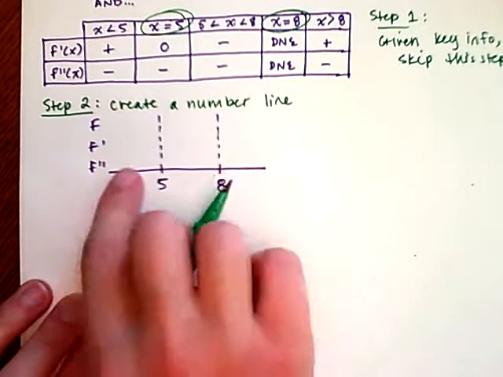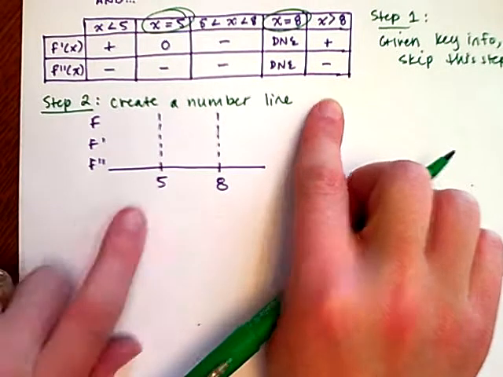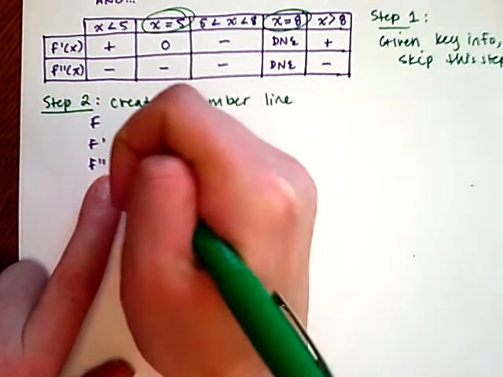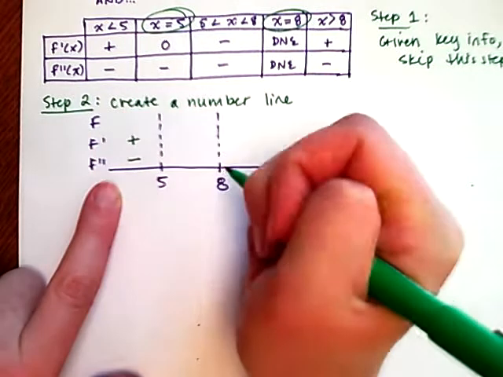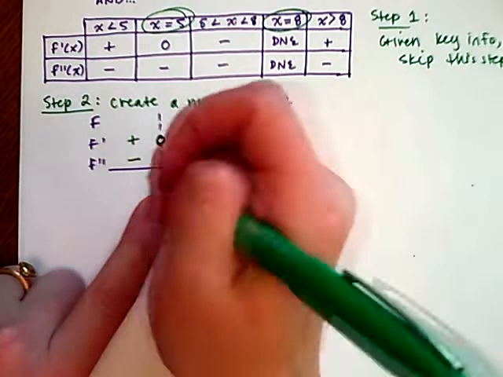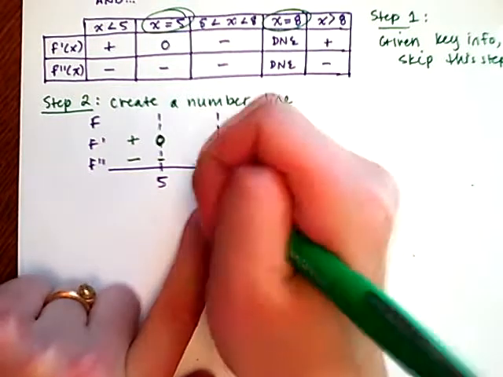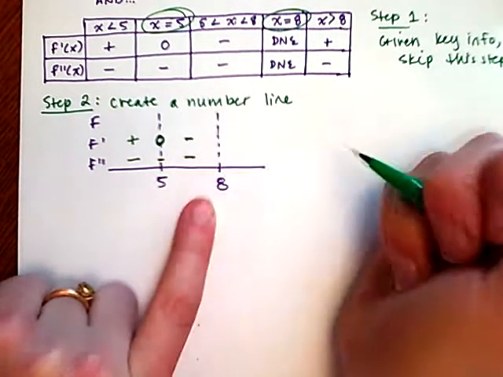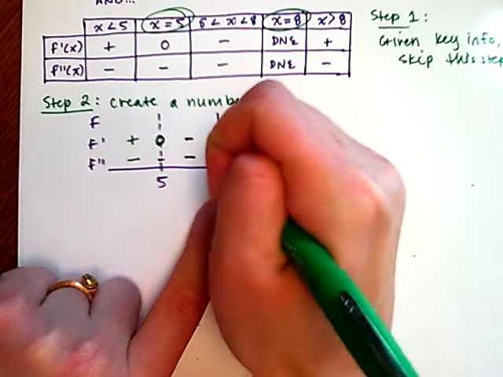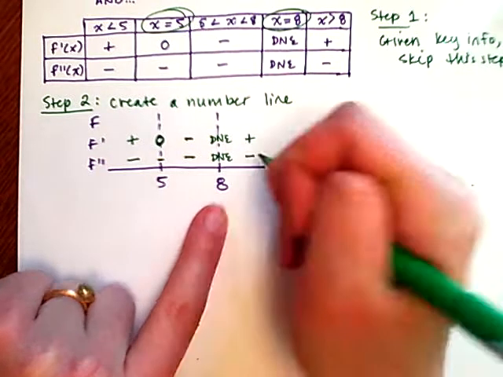So what I put here in between is going to be the signs that I see in the chart. So I see, okay, x less than 5, I know f double prime is negative and f prime is positive. At 5, I know that f prime is 0, right? F double prime is still negative, so I could even put a little negative there. Between 5 and 8, they're both negative. At 8, they both don't exist. So if it helps you, you can write in the DNEs. And then now my first derivative is positive, my second derivative is negative.